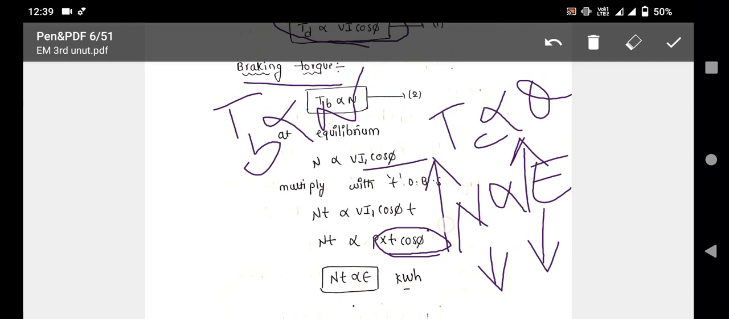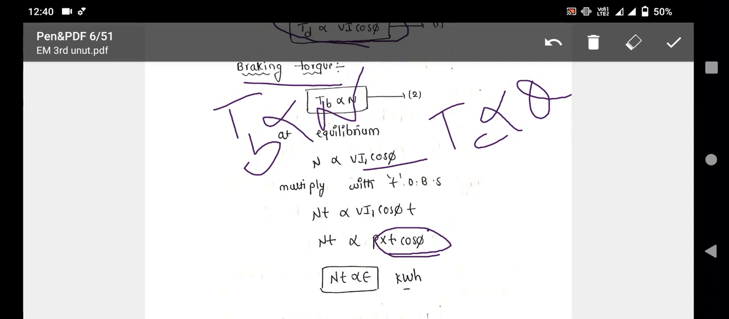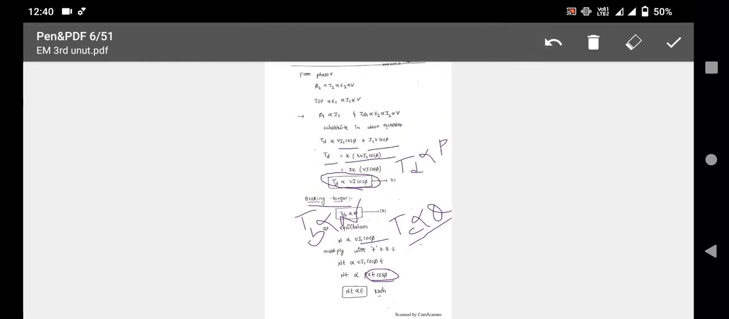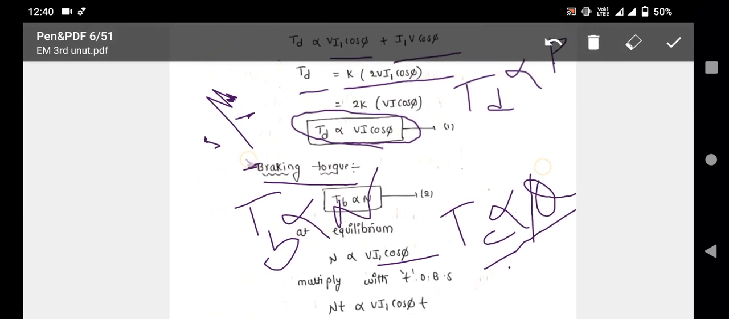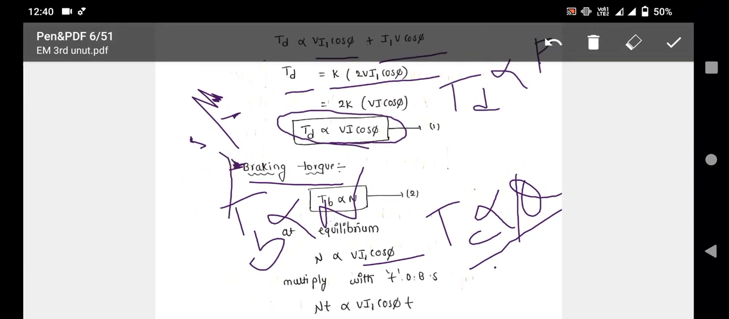If the speed is increased when the energy consumed by the instrument increases, in case of a PMMC instrument, TC is proportional to theta. But in case of braking torque, braking torque is proportional to speed. Hence we can write N is proportional to VI cos phi. Multiplying both sides.